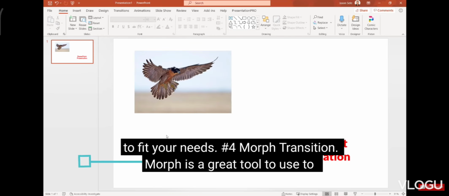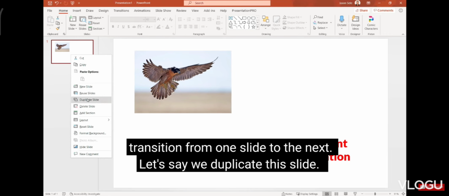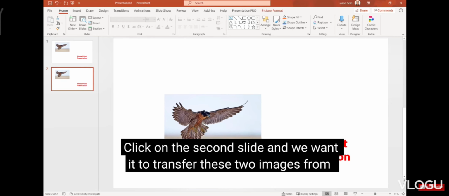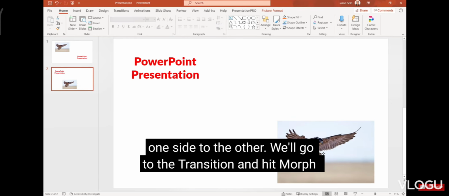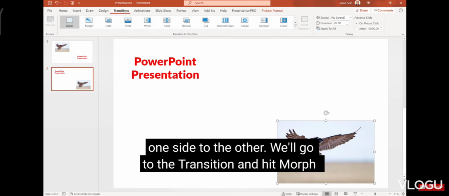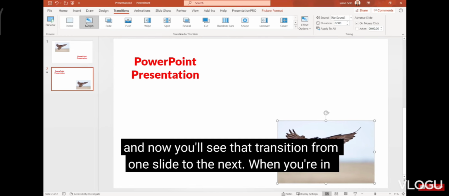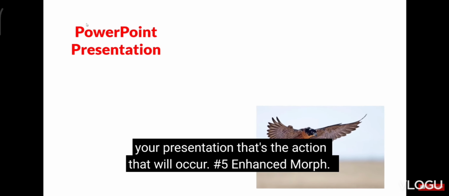Number 4, Morph Transition. Morph is a great tool to use to transition from one slide to the next. Let's say we duplicate this slide, click on the second slide, and we want it to transfer these two images from one side to the other. Well, go to the transition and hit Morph, and now you'll see that transition from one slide to the next. When you're in your presentation, that's the action that will occur.